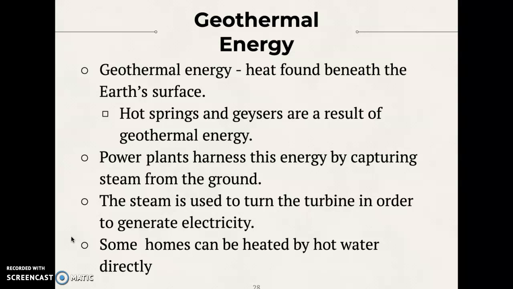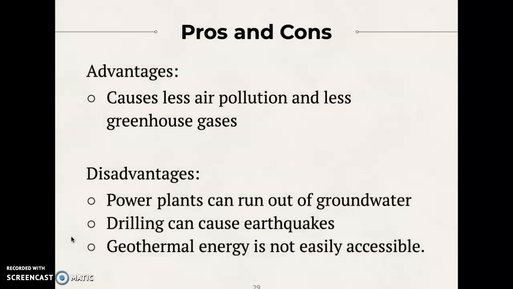And what power plants do is they harness this energy by capturing steam from the ground. So they're going to take that hot water, right, turn it into steam, which will turn the turbine in order to generate electricity just like it does before in other methods. Some homes can actually be heated by hot water directly. So if a certain house is built over a hot spring or an area where there's warm water underground, you don't actually have to heat that water, right? You can take it directly from the ground as hot water. So that is helpful when you're near that kind of area.